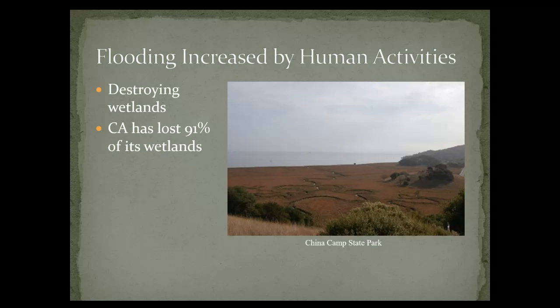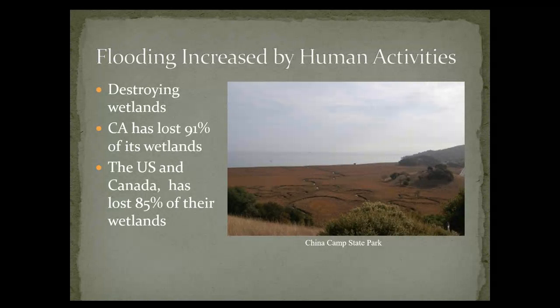And also they protect the coast from flooding. So if a storm comes in, the wetlands would protect the coast. But with the wetlands gone, now all of a sudden the coast is battering that levee or the buildings that you put up there. So overall, the US and Canada has lost 85% of our wetlands.